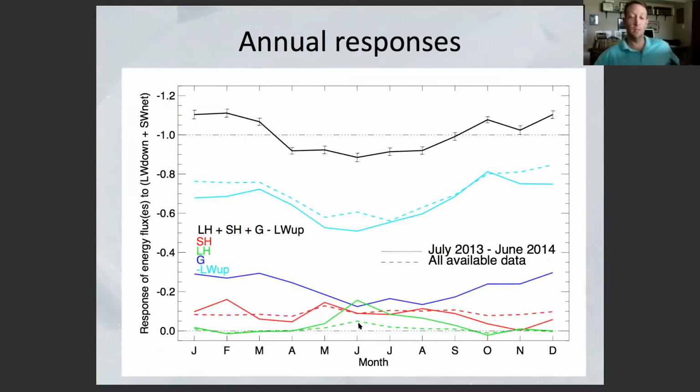You get an increase in the latent heat response, shown in the green, compared to a small response in the wintertime. It's interesting that the sensible heat flux is relatively constant throughout the annual cycle. And then the second largest response is the ground heat flux response, where it's about 30% in the winter, and then it drops into those summer months.